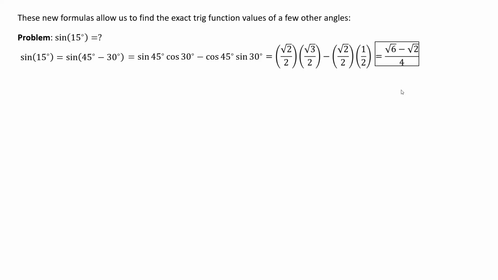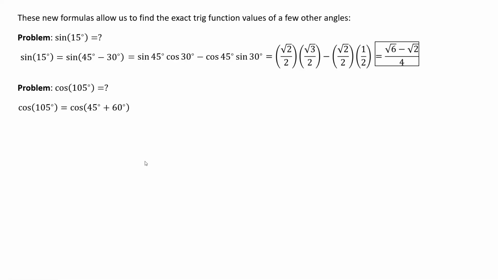Right? That's good enough. So here we have found the trig function value of another angle, 15 degrees. That's one of the advantages of deriving these new formulas. Okay. What about cosine of 105 degrees? Well, could we write 105 as 45 degrees plus 60 degrees?